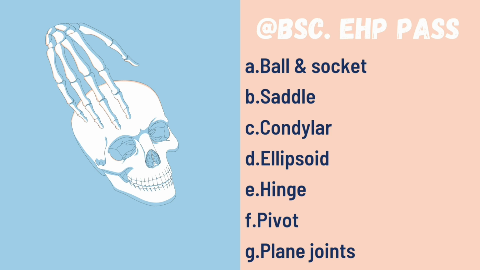Repeat it. Mnemonics might make no sense at first, but if we repeat it, it will help us to memorize for a longer duration in our brain. So take the first alphabet from the different varieties of synovial joints: BSc as in Bachelor in Science, CEHP as in Environment, Health and Population, and P for plain joints. So ball and socket, saddle, condylar, ellipsoid, hinge, pivot and plain joints.